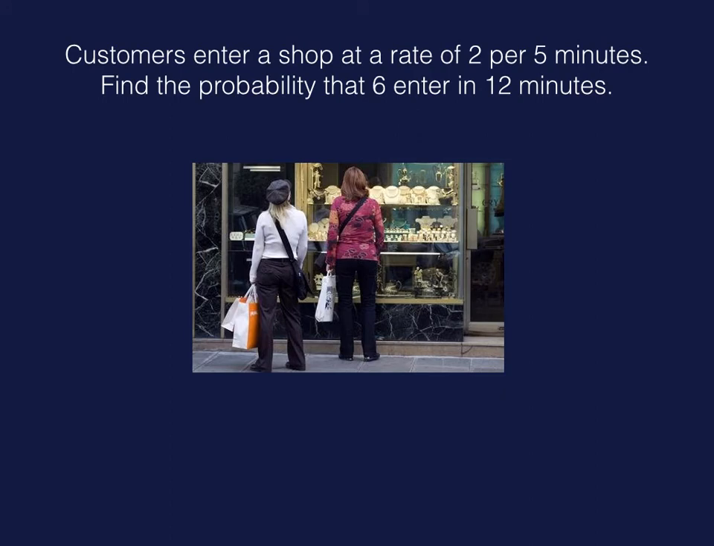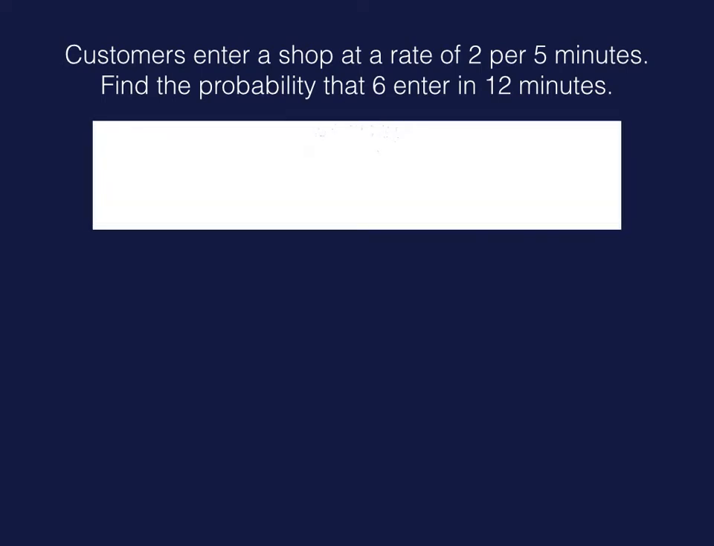Say we have a shop where customers enter at a rate of 2 per 5 minutes. That's my rate. Find the probability of 6 in 12 minutes. So I've got to start with 12 minutes. At a rate of 2 per 5, in 12 minutes, I'd expect a total of 4.8 people. Now, the chance of getting 6 people, just plug that in, and you get a probability of about 14%.